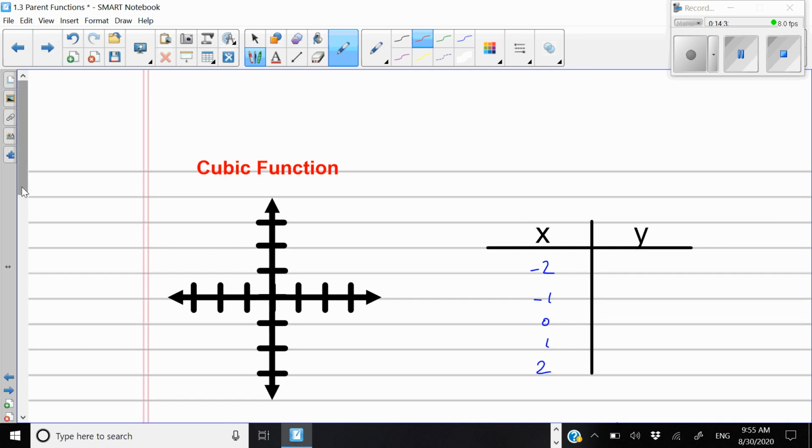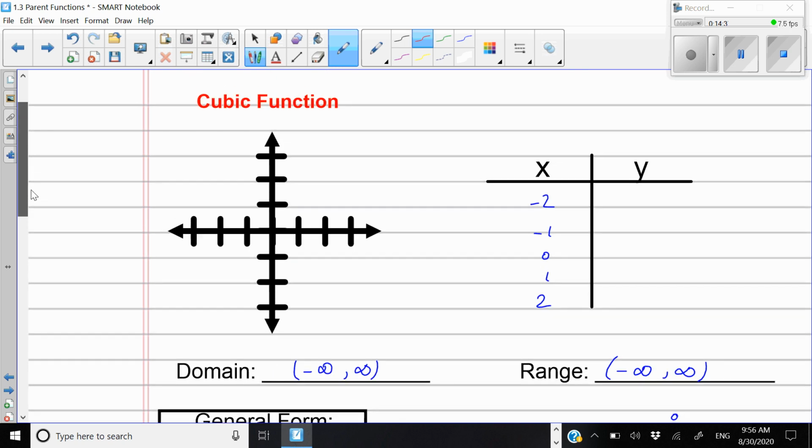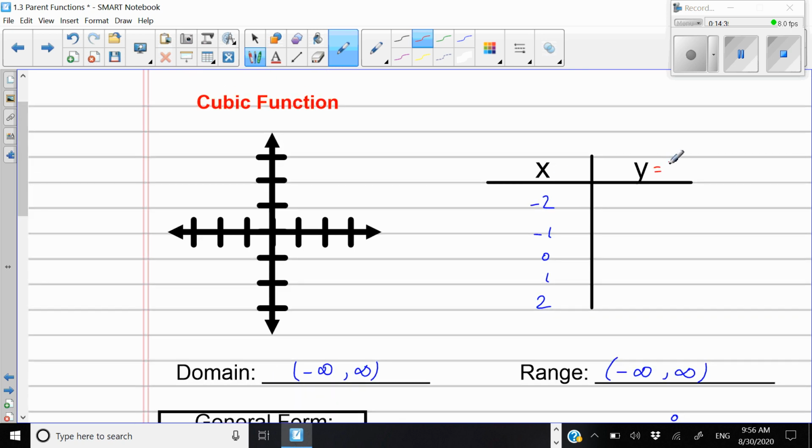Next, we have cubic function. Cubic function has this equation, y equals x to the 3. So I'm going to replace these values into this function. Negative 2 to the power of 3 will be negative 8. I'm going to show you why this happens. Negative 2 to the power of 3 is negative 2 multiplied by itself 3 times. 2 times 2 times 2 is 8.